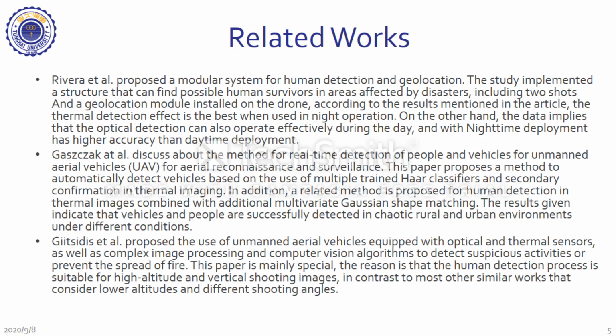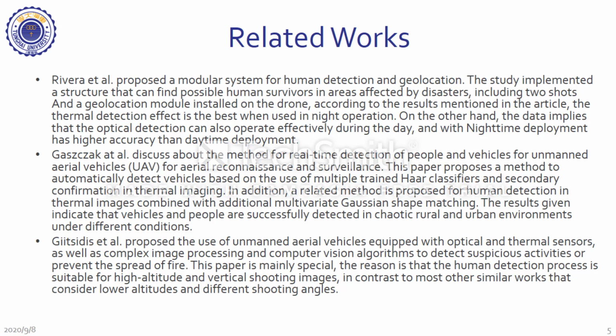proposed a modular system for human detection and geolocation. The study implemented a structure that can find possible human survivors in areas affected by disasters, including two sensors and a geolocation module installed on the drone. According to the results mentioned in the article, the thermal detection effect is the best when used in night operation. On the other hand, the data implies that the optical detection can also operate effectively during the day, and nighttime deployment has higher accuracy than daytime deployment.